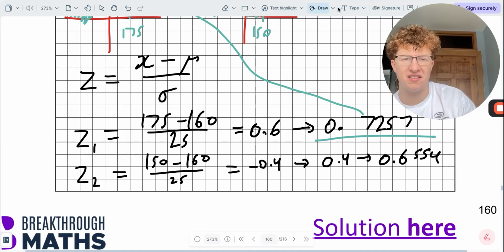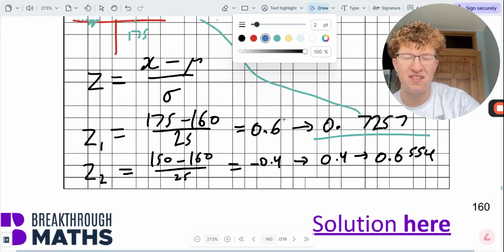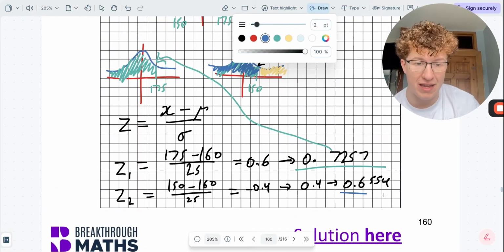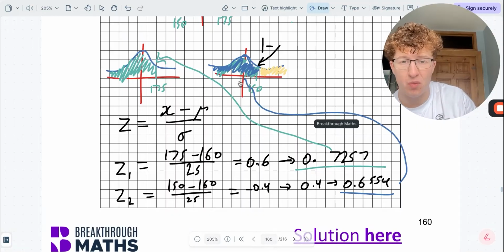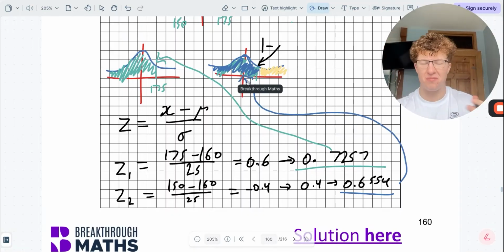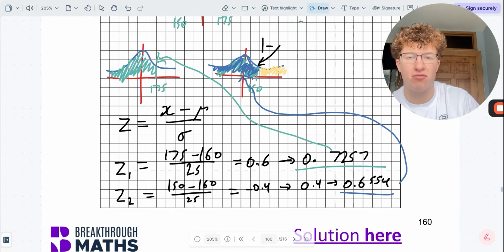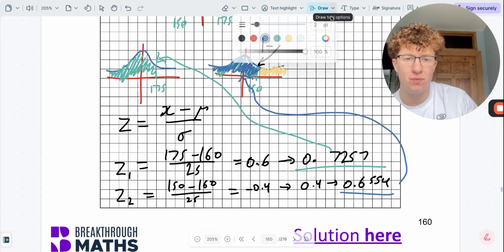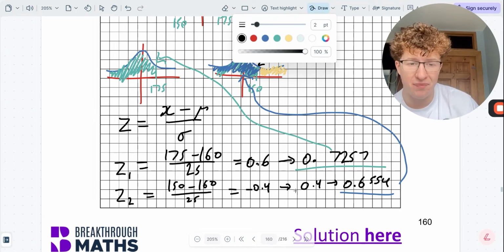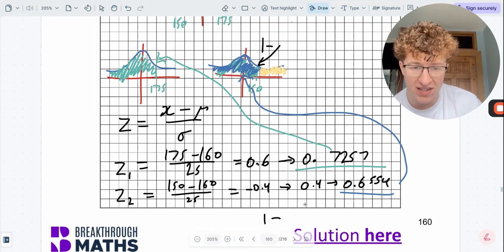Now, what area does this correspond to? This is going to be the blue area here. Remember, we have to flip the distribution because it's symmetric. And that's going to give me the blue area. I don't want the blue area. I want the yellow area. So remember, to get the yellow area, it's going to be 1 minus the blue area.